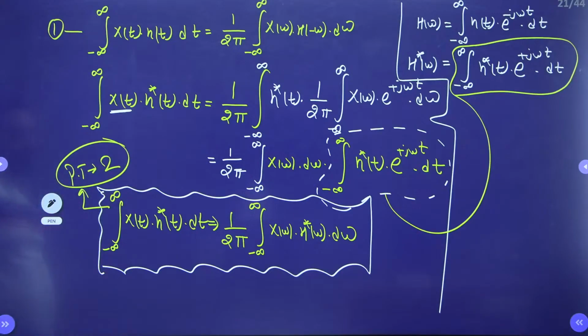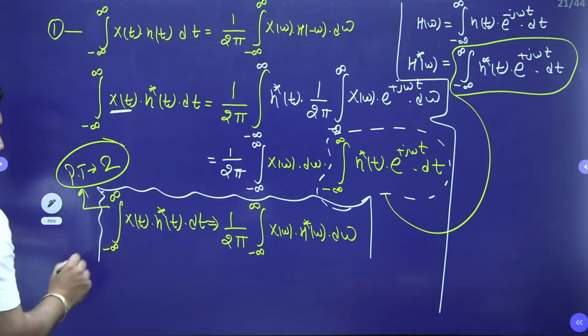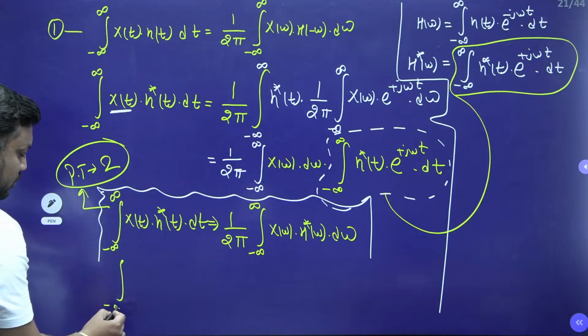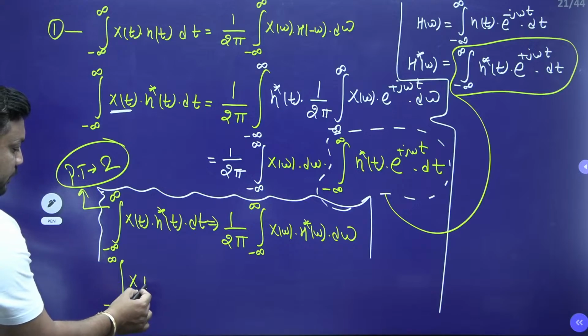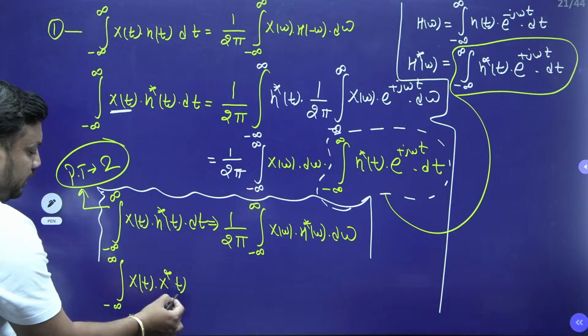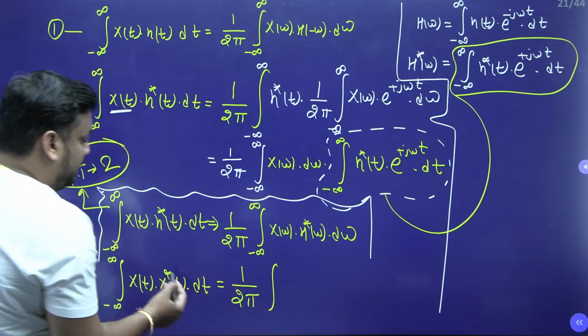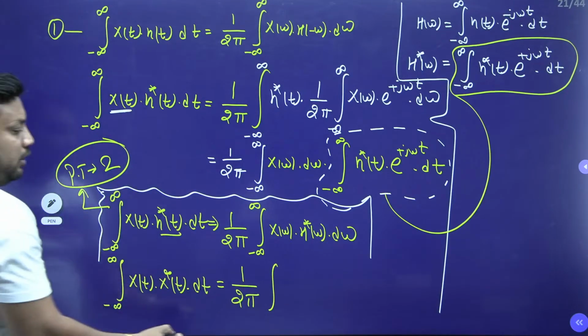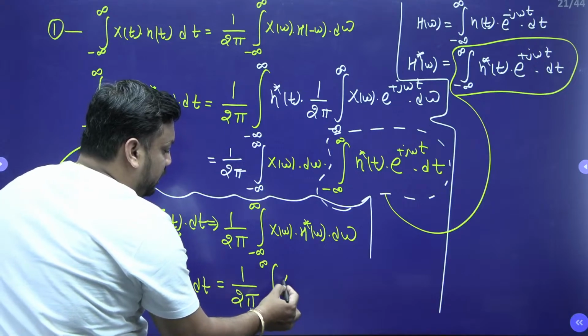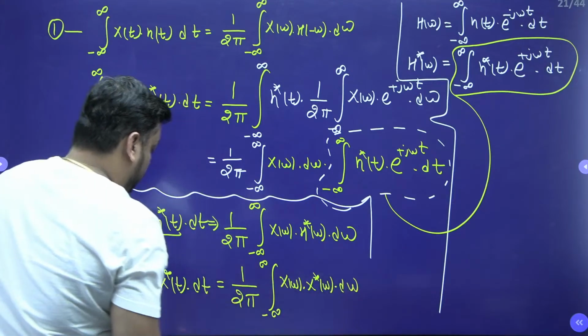Integral from minus infinity to infinity of x of t dot h conjugate of t dt is equal to 1 upon 2 pi integral of x of omega dot h conjugate of omega d omega. Now just below this, if I write this form, then tell me what it is equivalent to, guys? Integral from minus infinity to infinity, if I write x of t dot x conjugate of t into dt, then don't you think it will give me 1 upon 2 pi? I am just replacing the h function with the x function only. So it will give me integral from minus infinity to infinity x of omega dot x conjugate of omega d omega.